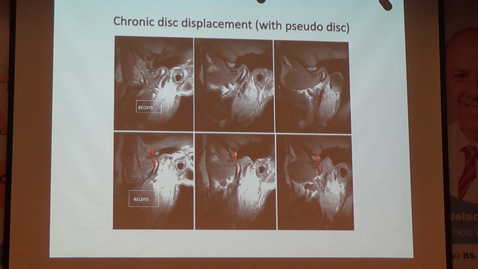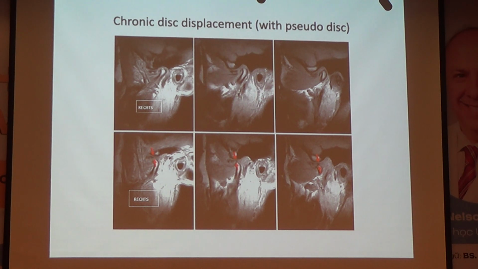So a very chronic disc displacement happens what? Years and years and years the patient doesn't have the disc anymore, so the disc has disappeared already.